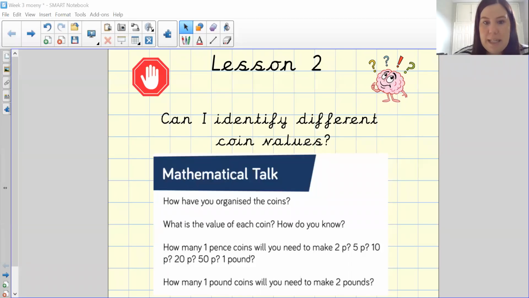Lesson of maths this week. As I mentioned yesterday, we are going to be moving on to a new topic today. So today's topic we are going to be looking at is money.